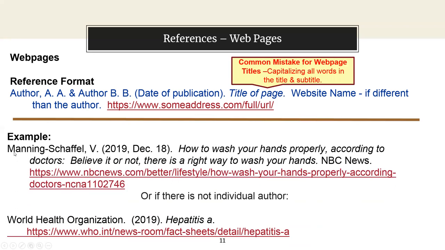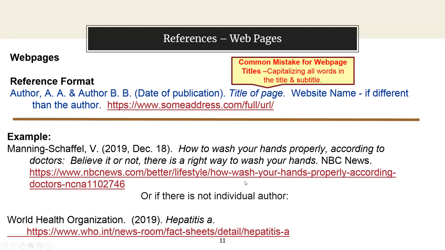Okay, in this case, this first example here, I was able to find an individual author, a person who wrote the information on the web page. I was able to find the date. Okay, and notice if there is a full date, always the year comes first, followed by the month and the specific day. Okay, so it's year, month, day. That's the format if you have this information here.